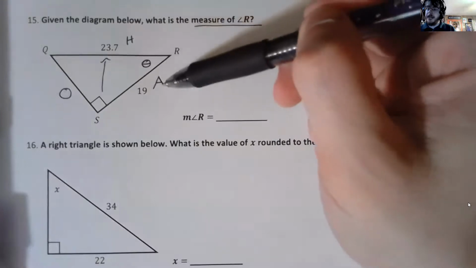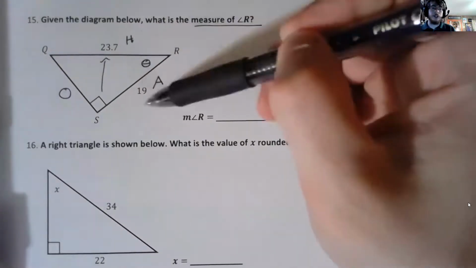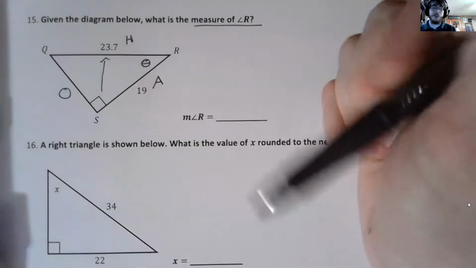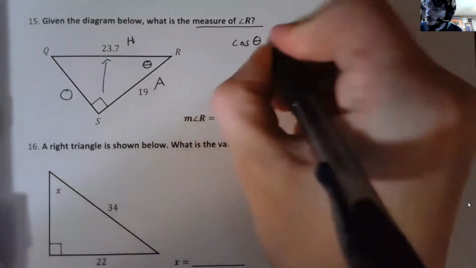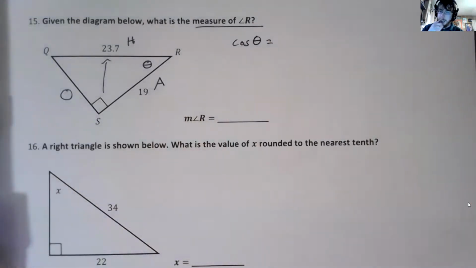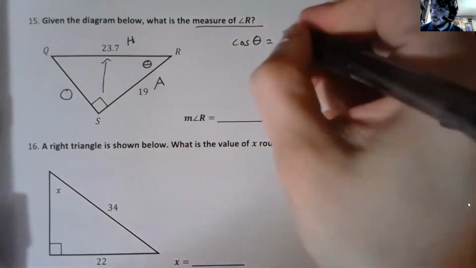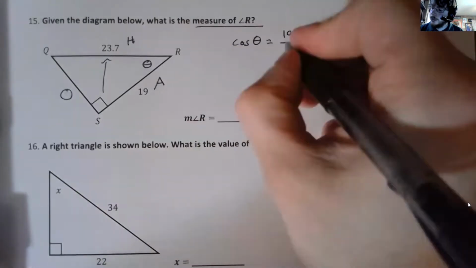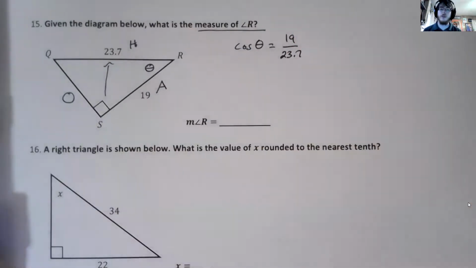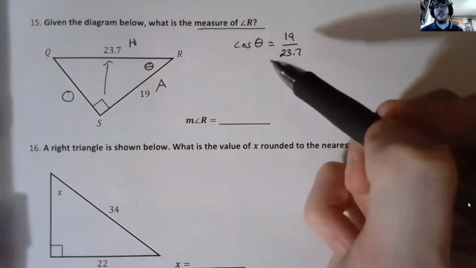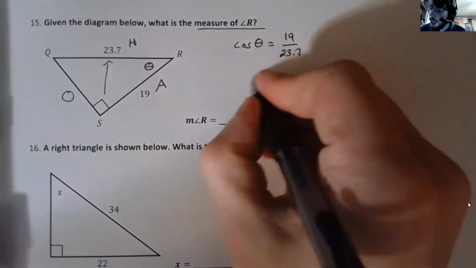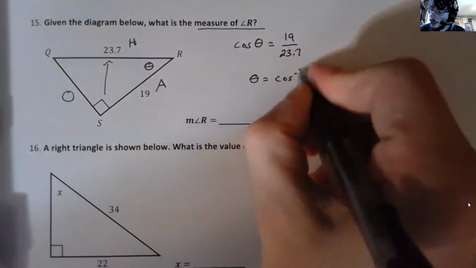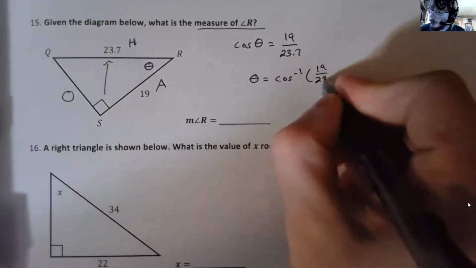So we have A and H as our two sides. So the trig ratio that deals with that is cosine. So cosine, this time we don't know what theta is, and that's equal to our adjacent side 19 over the hypotenuse 23.7. Now, since we're trying to find theta, we need to get rid of this cosine. In order to do that, we need to do the inverse cosine. So theta is going to be the inverse cosine of 19 over 23.7.